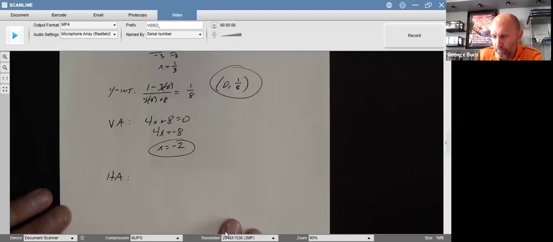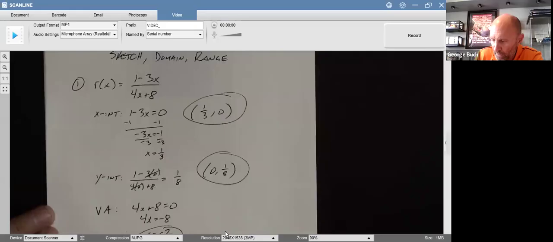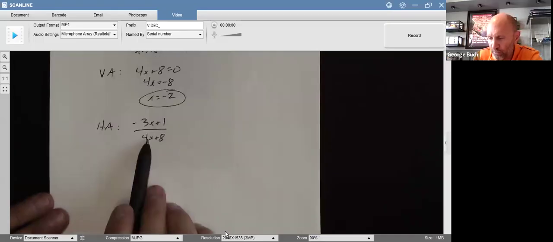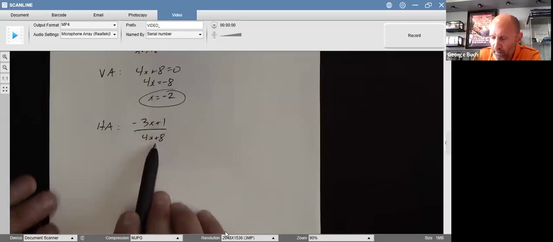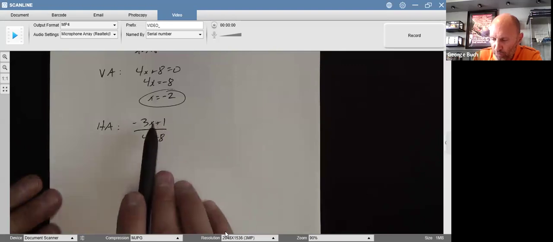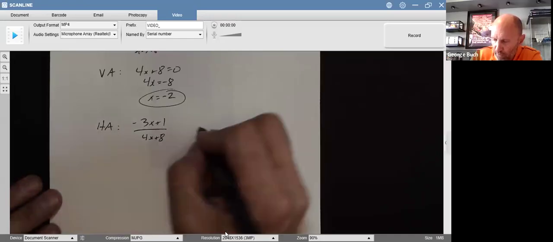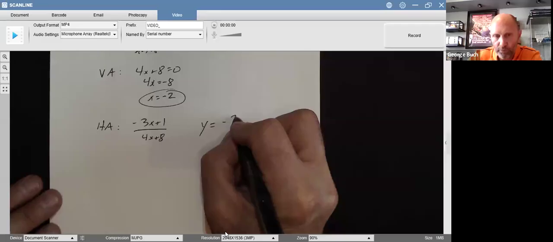Horizontal asymptote. So I'm going to rewrite the numerator as minus 3x plus 1. So I rewrite the function as minus 3x plus 1 over 4x plus 8. The degree, the power in the numerator is 1. The degree in the denominator is 1. So it's what? It's y equals the ratio of these coefficients. So negative 3/4.